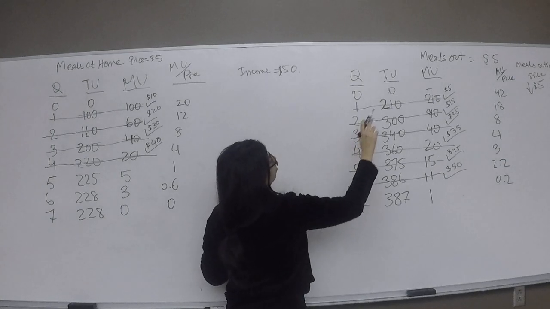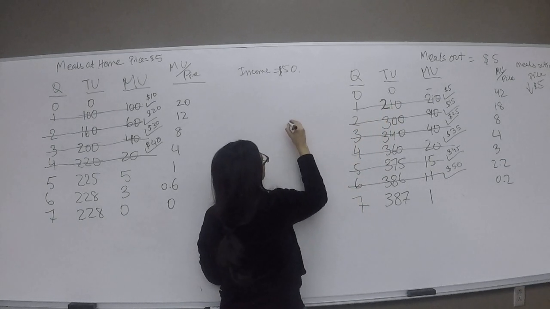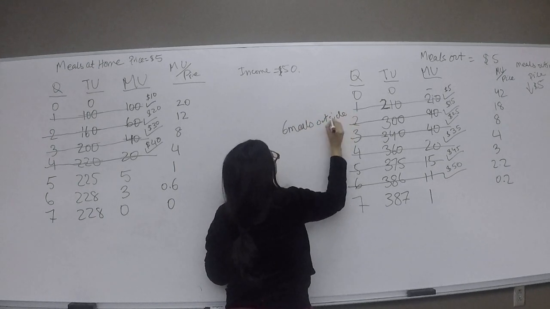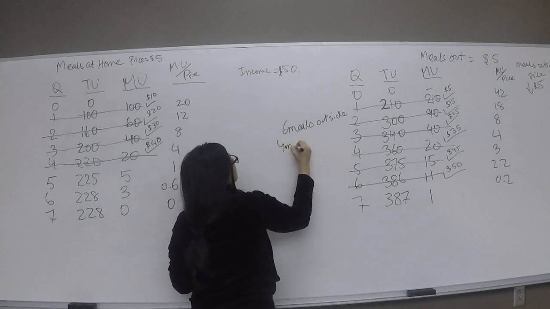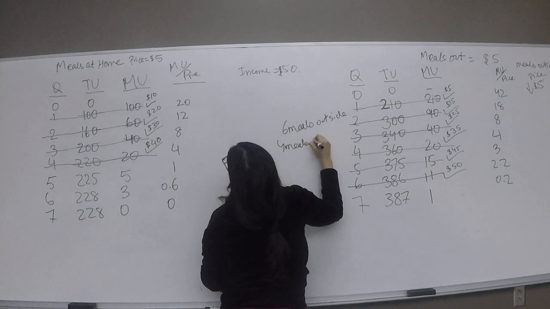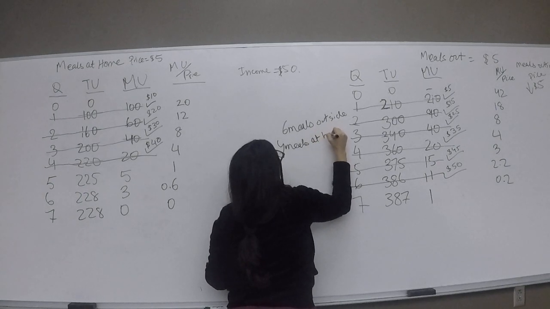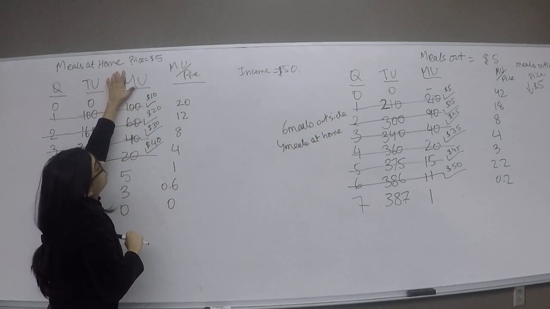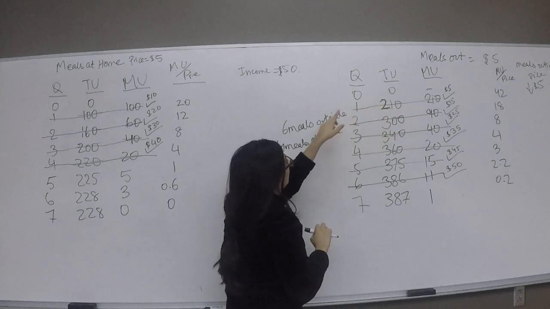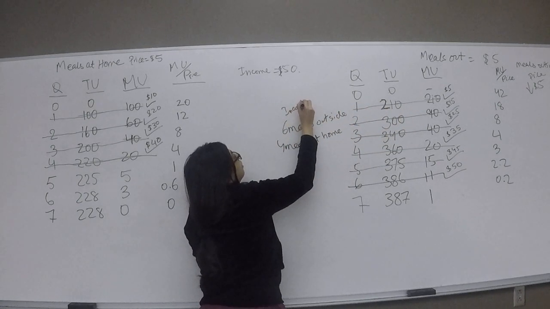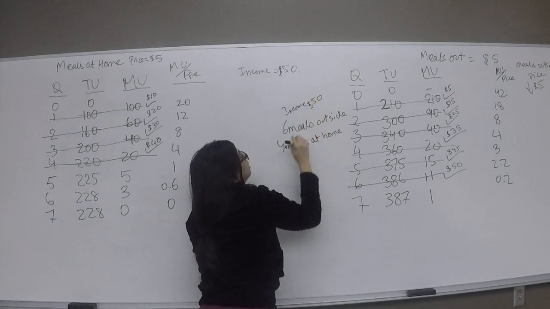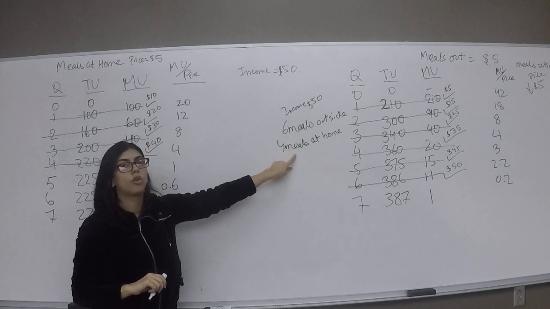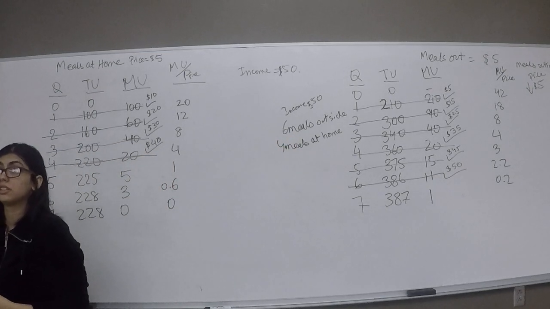So in total, with this new price, you consume 6 meals outside and 4 meals at home. With these two prices, meals at home $5, meals outside $5, and an income of $50, this was your consumption. That's the answer: 6 meals outside, 4 meals at home. Write it down so you can study later if it doesn't make sense, especially.